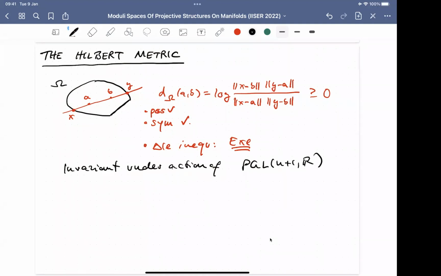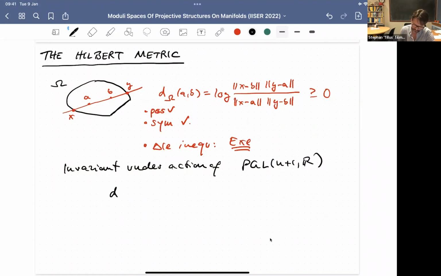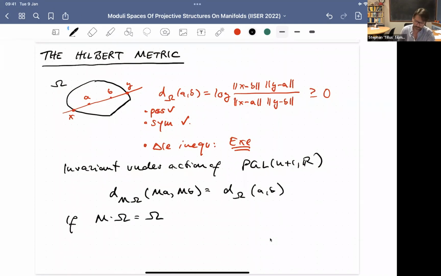Okay, so I get this kind of notion of distance that I can use, yeah? And so what does this now give me? Invariant under the action, I mean that, yeah, D, so I apply some matrix M to omega, and then I have M applied to A and M applied to B, then this is the same as D applied to omega between A and B, yeah? And so in particular, if M applied to omega is omega, so if your matrix actually preserves omega, then it follows that it is an isometry of this domain, which is just wonderful, right?